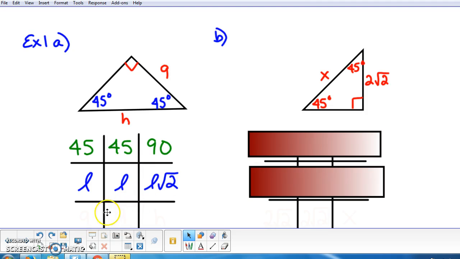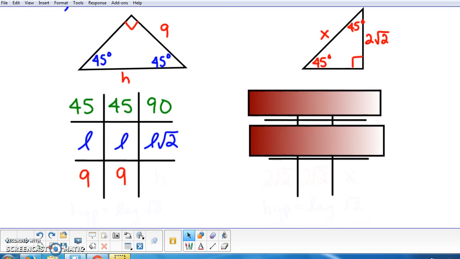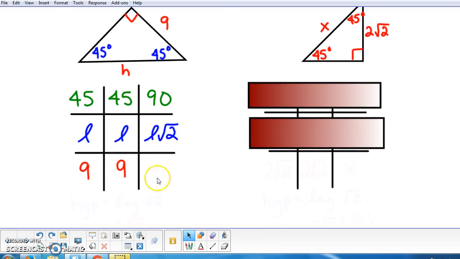Let's plug in what we know. My leg is 9. So is my other leg. And now I need to find the length of my hypotenuse. So the next thing I'm going to do is put in an h, because that is what my hypotenuse is in the picture. Next, use my formula that we learned on the first page. The hypotenuse is equal to the leg times the radical 2.